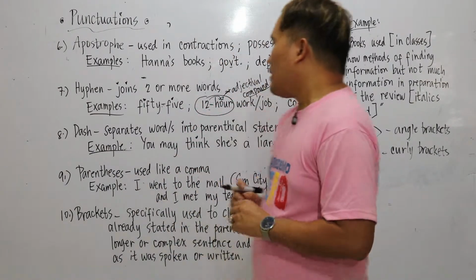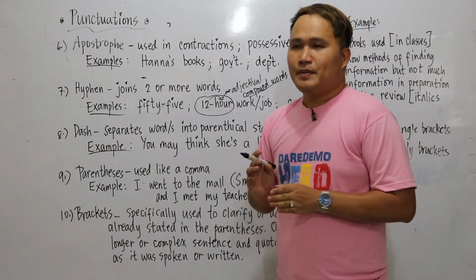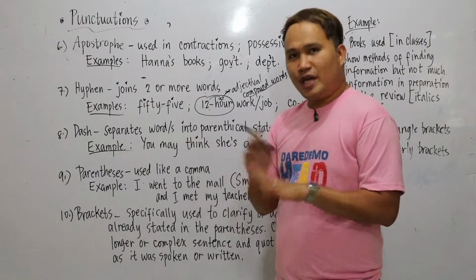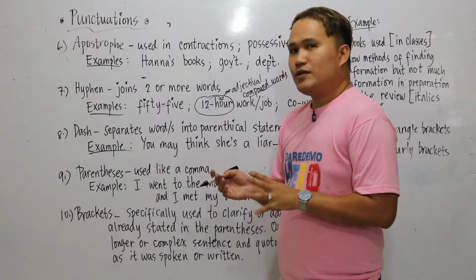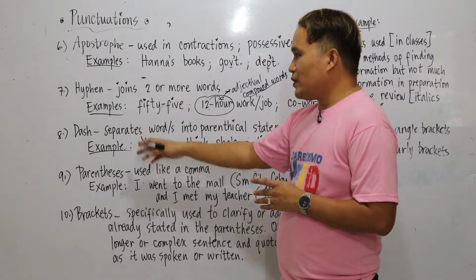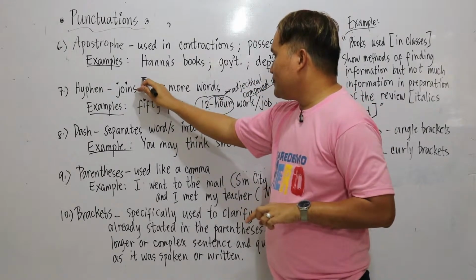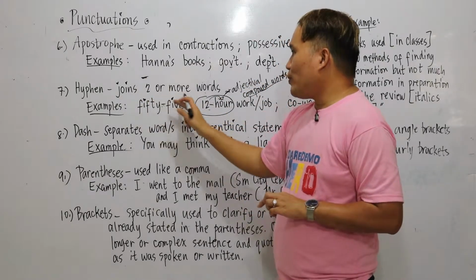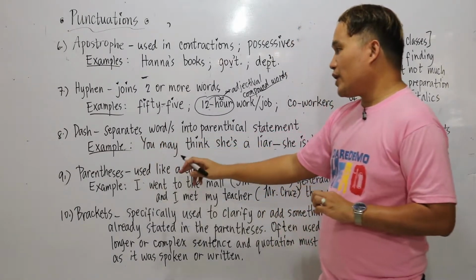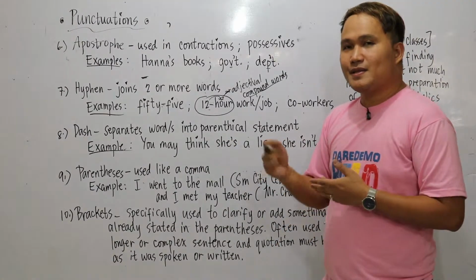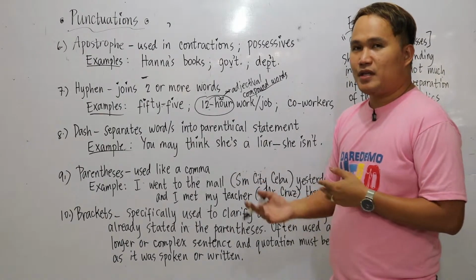Okay. All right. So let's move on with the dash. Now other people might have interchanged these punctuations incorrectly. So we have to identify the difference of the two. So hyphen, as we all know, is just a very short horizontal line like this. It simply joins two or more words. However, a dash separates words or a word into a parenthetical statement. Later on, we will know what a parenthetical statement means.